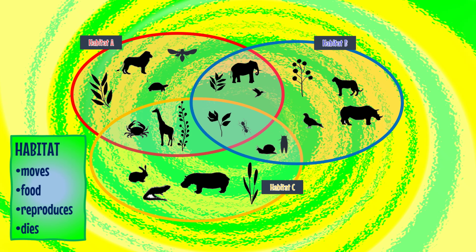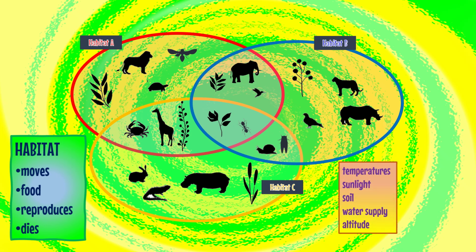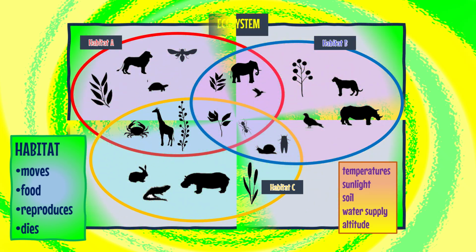Are all habitats the same? Nope. Habitats may differ in different regions. Habitats that have similar temperatures, sunlight, soil, water supply, and altitude may be grouped to form an ecosystem.